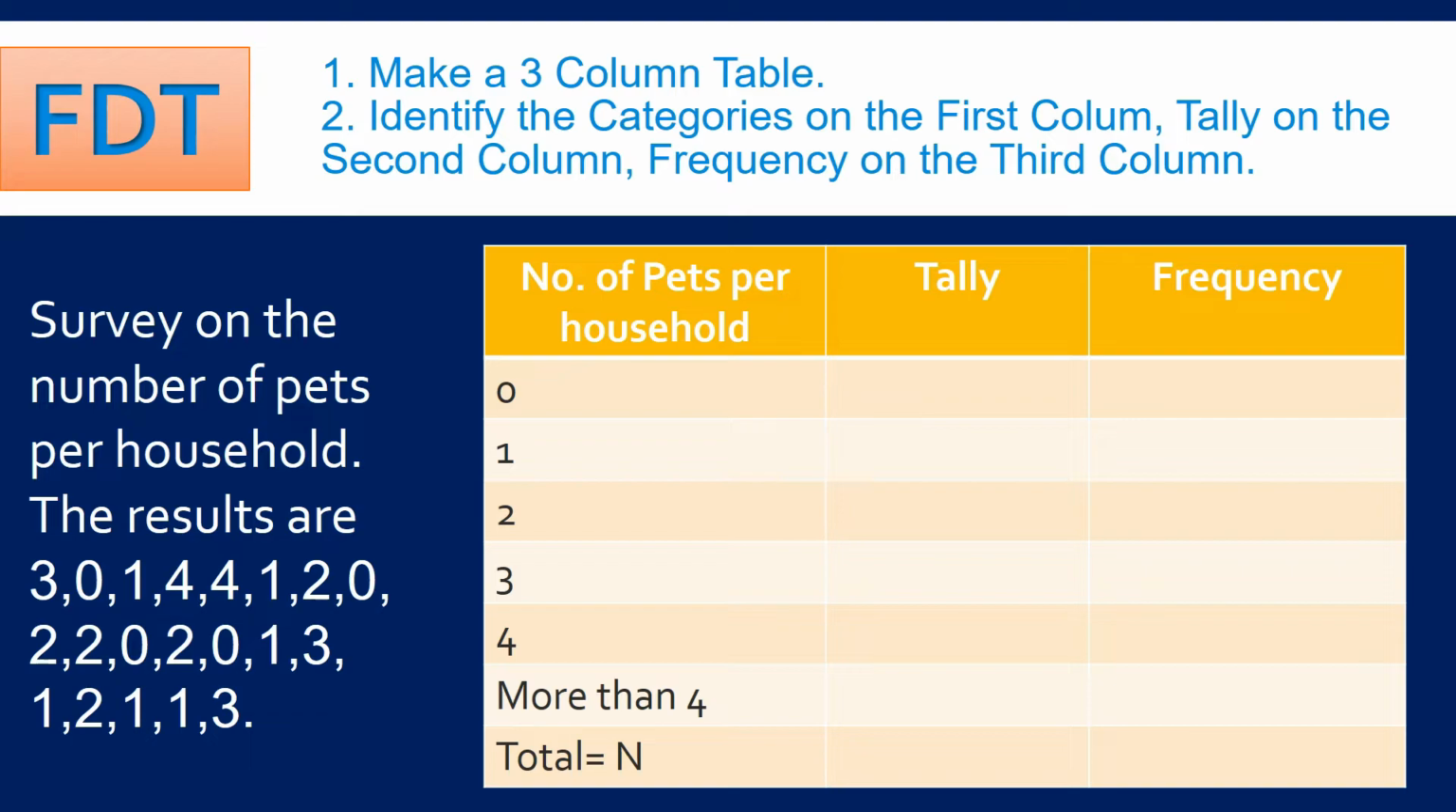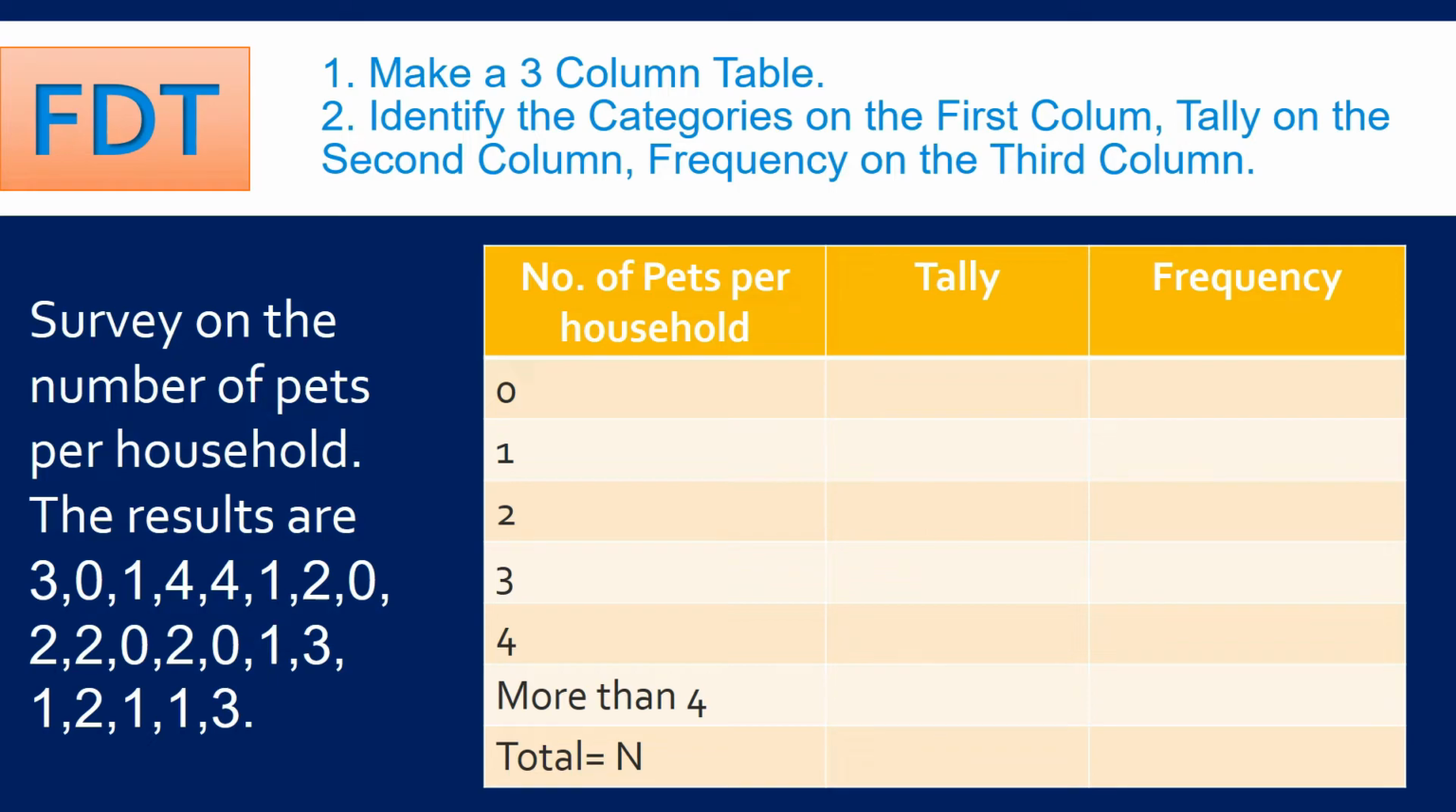First, we are going to make a 3-column table. The first column, we will identify the categories. Our categories are the number of pets per household. And I look at the answers. So there are 3, 0, 1, 4, 3, 2. And the categories I made is 0, meaning there are 0 pets, there are 1 pet, 2 pets, 3 pets, 4 pets, and more than 4 pets. And the second column, we are going to tally, and on the third, we are going to write the frequency based on the results of our tally.